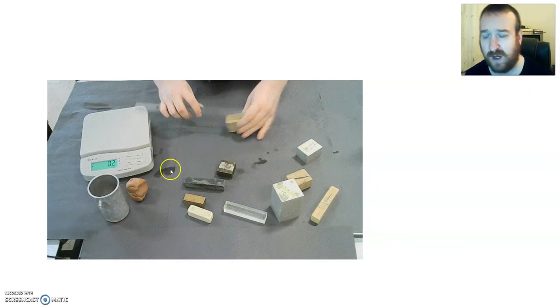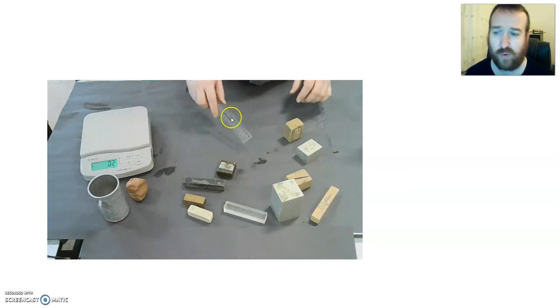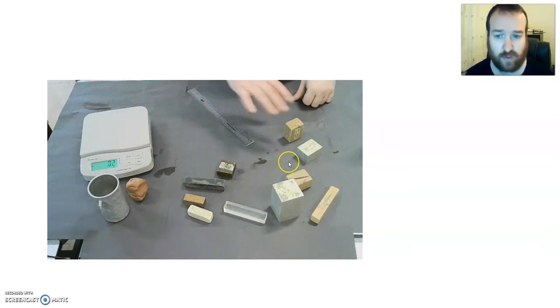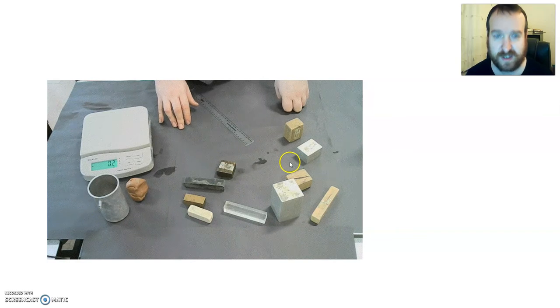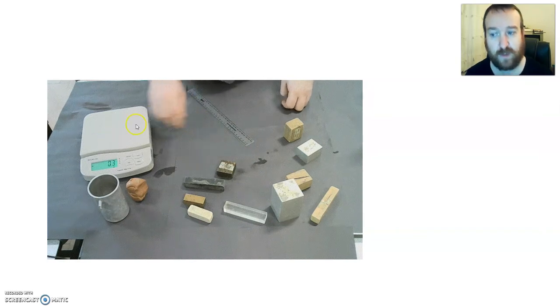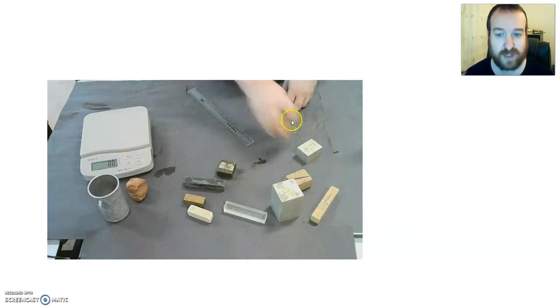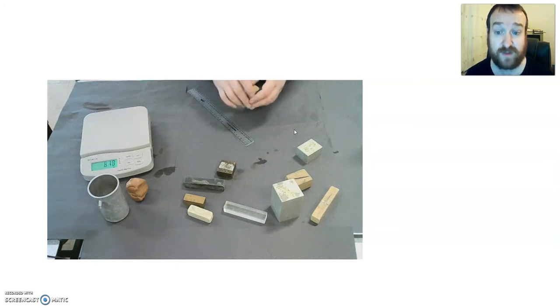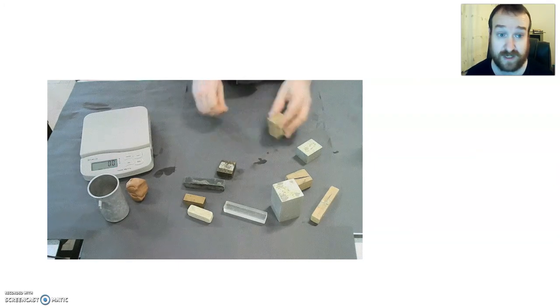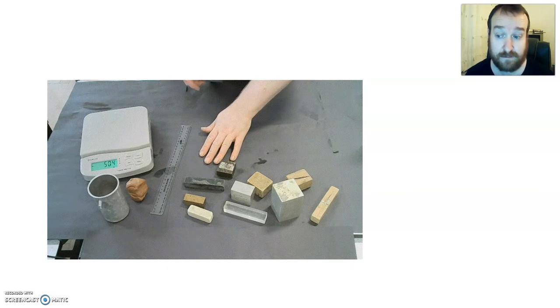I'm not going to show you me calculating all of these densities and measuring all of these blocks, but the process is simple. We zero the scales, we measure the mass. We measure the 3 sides, the height, the width and the length. We times the 3 together, and we calculate the density.